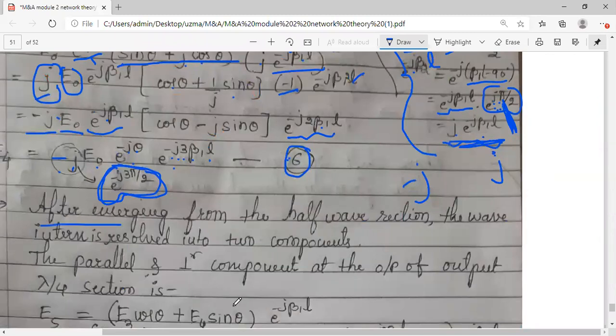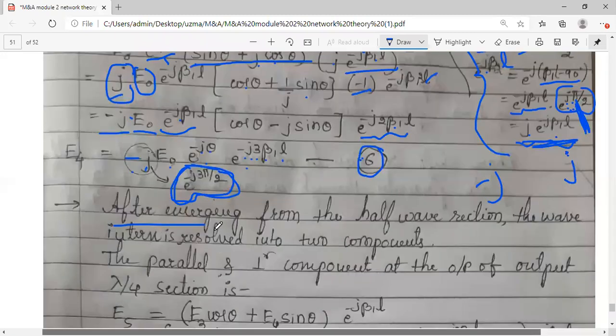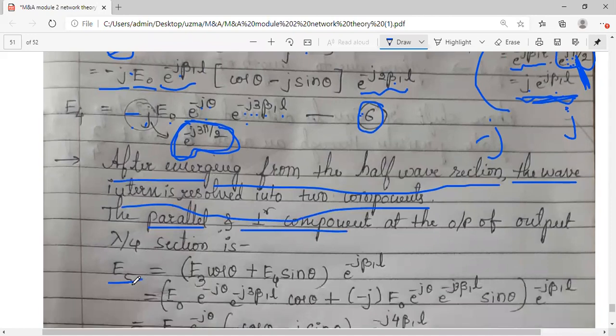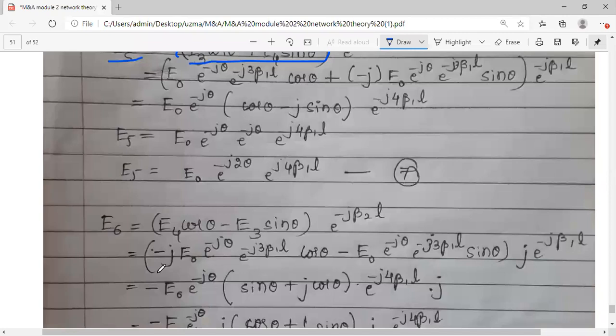Now, after emerging from the last plate, the one with length L, that is the lambda by 4 plate, the wave in turn is resolved into two components. One will be parallel, one will be perpendicular. The parallel one will be E5, the perpendicular one will be E6. So here I have directly written these values. Now I need to analyze how this amplitude came. For E5 I have written this, for E6 I have written this.